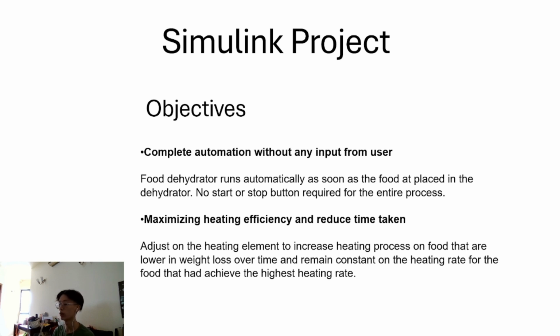So we can also maximize heating efficiency. For food that has a lower moisture content, meaning it loses weight slower, we can increase the heating efficiency by increasing the temperature, and this is also done by automation. It doesn't need any input from the user.